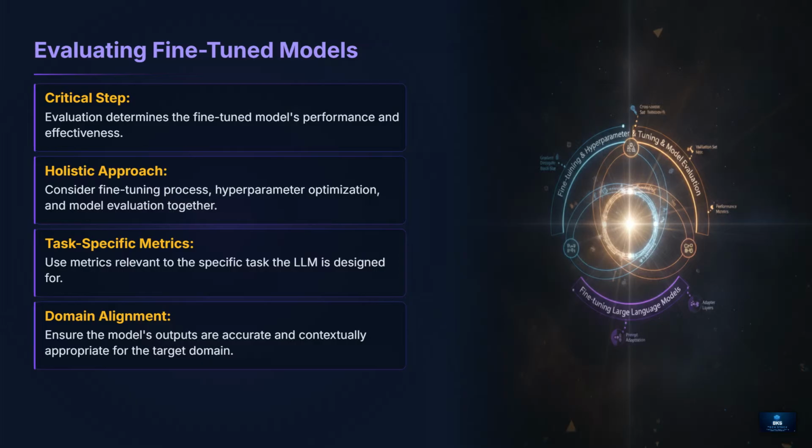Once we've fine-tuned our model, how do we know if it's actually any good? Evaluation is a critical step. It's not just about running a few tests. We need a holistic approach. This involves looking back at the fine-tuning process, the hyperparameter choices we made, and then rigorously assessing the model's performance. We use specific metrics tailored to the task. For instance, accuracy for classification or relevance for summarization, to ensure the model performs effectively in its intended domain.